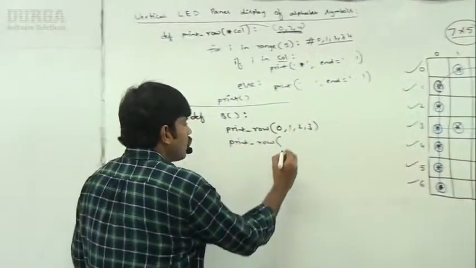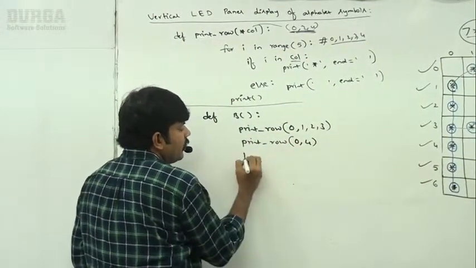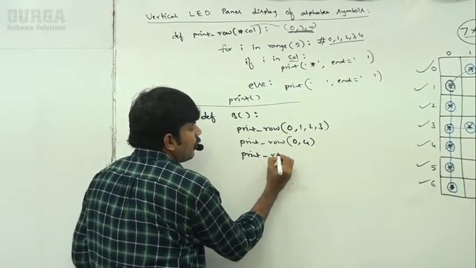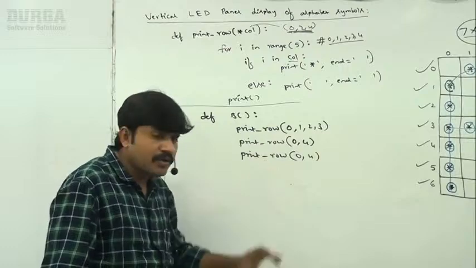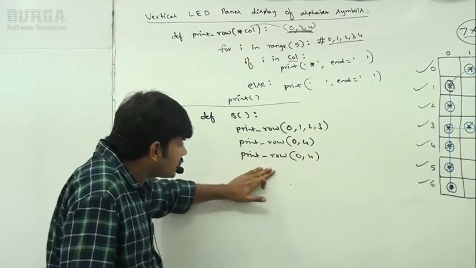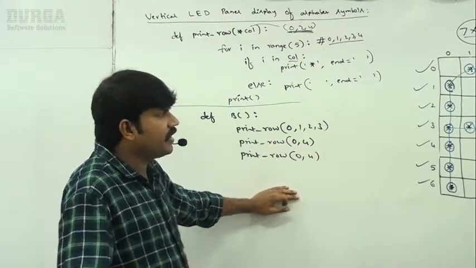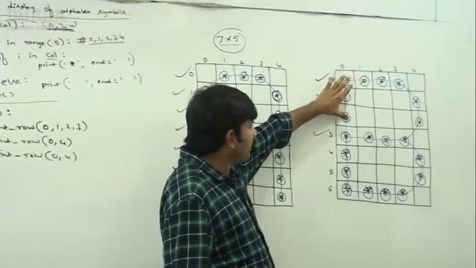Now print row 0, 4. Again print row 0, 4. Print row 0, 4. Next, and then what is the next one? So sir, 3 rows completed.